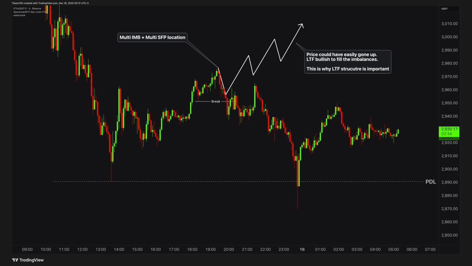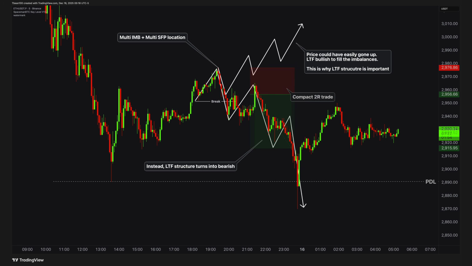But instead, what happened here is we got a clear inner structure break and price crashed down toward the PDL, the previous day's low. This ended up being a clean and solid 2-hour trade opportunity at least here. As you can see, following liquidity, imbalances, and structure changes all together is extremely important when it comes to trading.